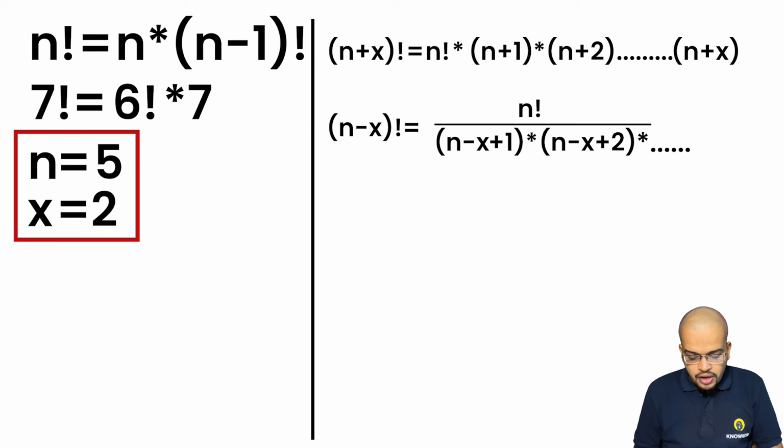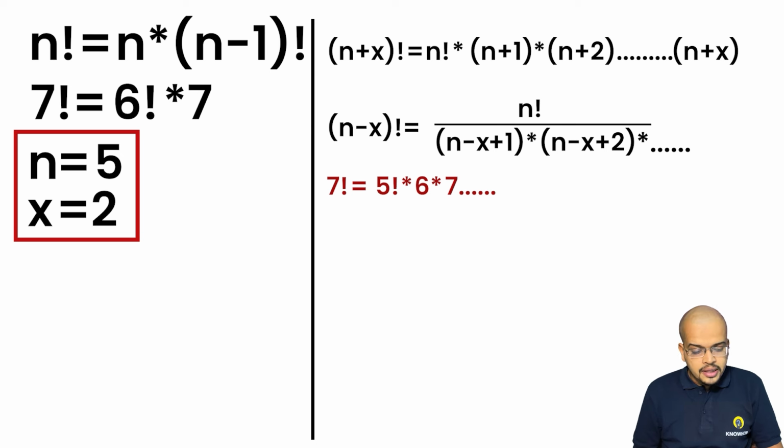If I want to write the formula for this one, let us write it for n plus x. What is n plus x? 7 factorial. Okay, n plus x is 7 factorial, equal to what is n? 5 factorial into, sorry, for example, it is n plus 1. First is what? n plus 1. n plus 1 is what? 5 plus 1, which is 6, into n plus 2, 5 plus 2, which is 7. Okay. So till what? Till x, n plus x.